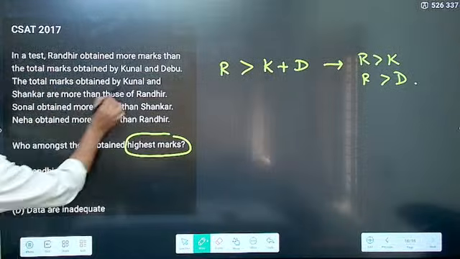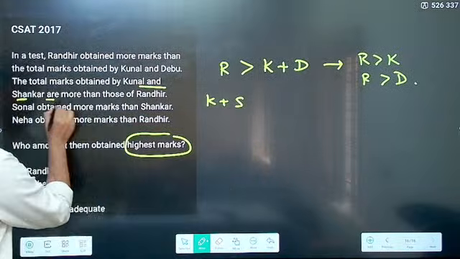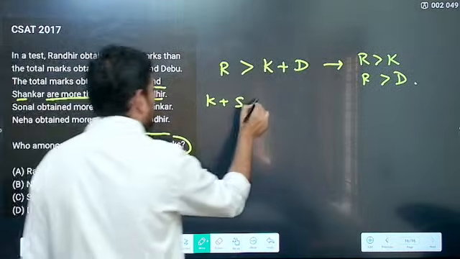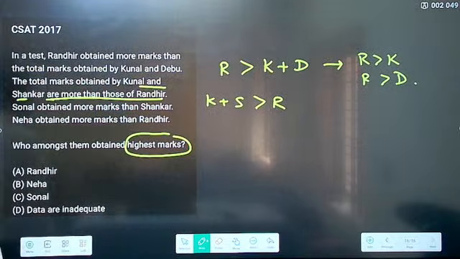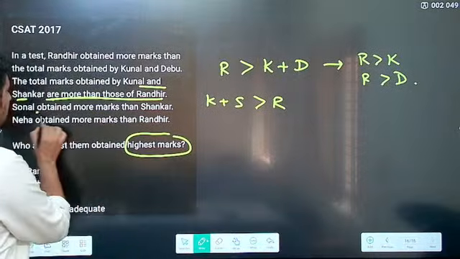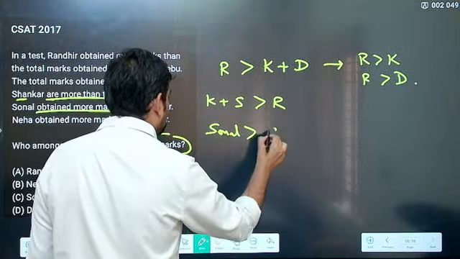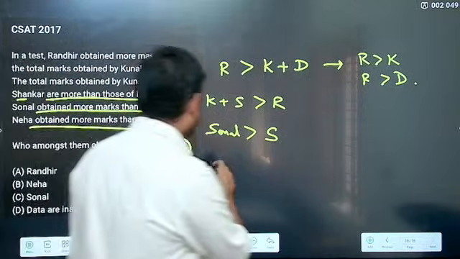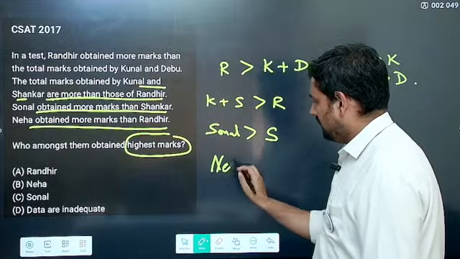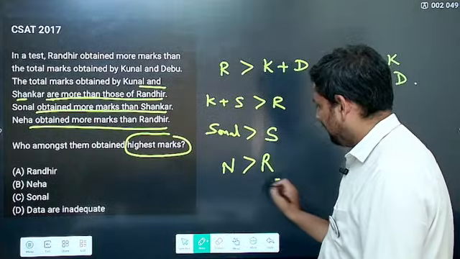Then the total marks obtained by Kunal and Shankar, okay, Kunal and Shankar are more than those of Randhir. So this is greater than Randhir. Correct? Kunal plus Shankar is greater than Randhir. Now, next is Sonal obtained more marks than Shankar. So now you have Sonal, which is greater than Shankar. Then last is Neha obtained more marks than Randhir. So Neha, or directly N, is greater than Randhir.